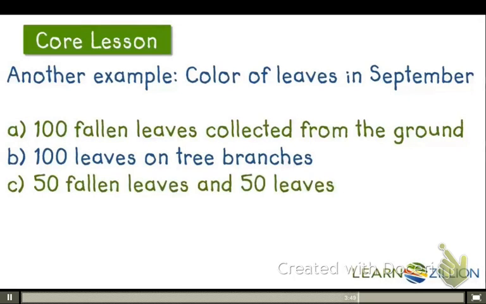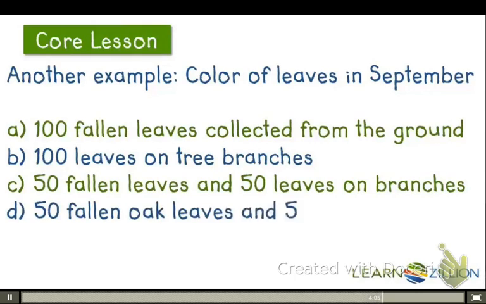Sample C: 50 fallen leaves and 50 leaves on branches. This is an unbiased sampling method because the sample is made up of both fallen leaves and leaves on branches, so it is likely to be representative of the entire population of leaves.